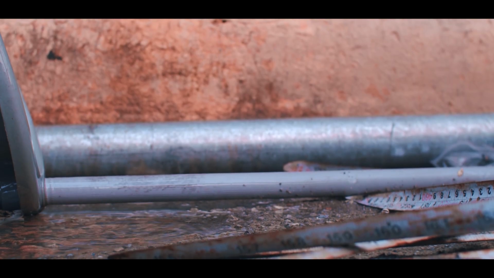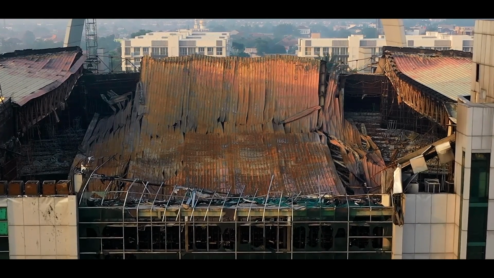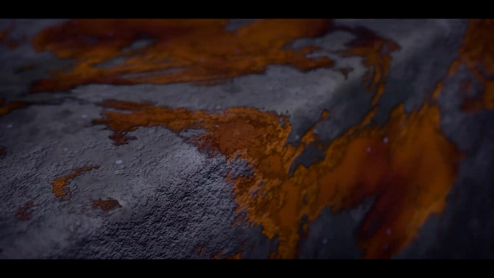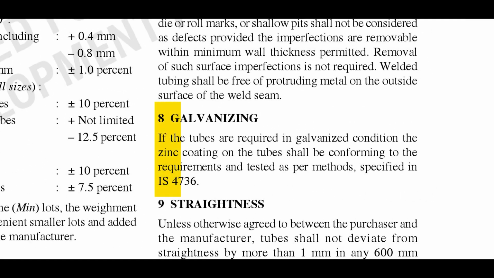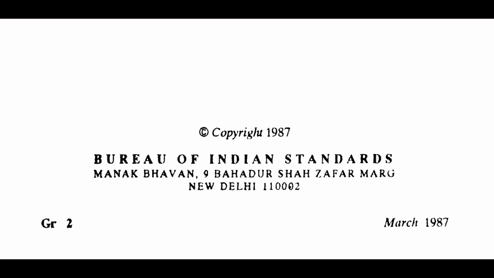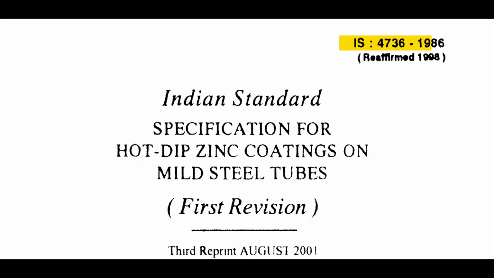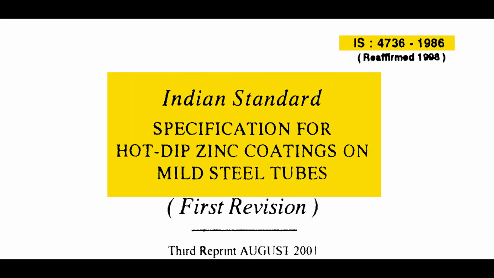Have you ever noticed that metal objects left outside sometimes get rusty? Rust weakens metal and makes it less durable. That's why we use galvanizing, a process that makes a protective shield. According to clause 8 of IS 1161 2014, if steel tubes need extra protection, they are galvanized. The galvanizing process follows strict rules under IS 4736, ensuring the zinc coating is even, strong and sticks well to the tube.